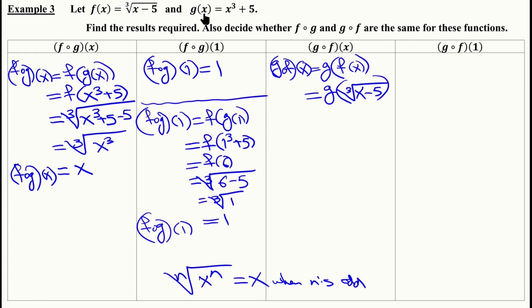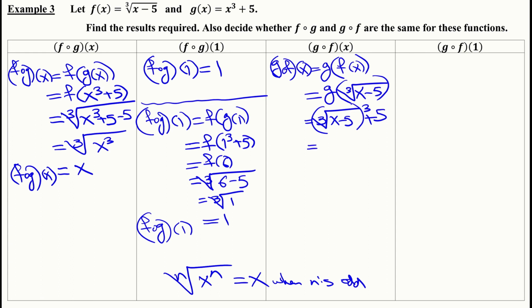What does g do to whatever you feed it? It takes what we feed it, cubes it, and adds 5. What are we feeding g now? We're feeding it the cube root of x minus 5. So what is it going to do? Where you see x, replace it with this. So it's going to take the cube root of x minus 5, cube it, and then add 5.